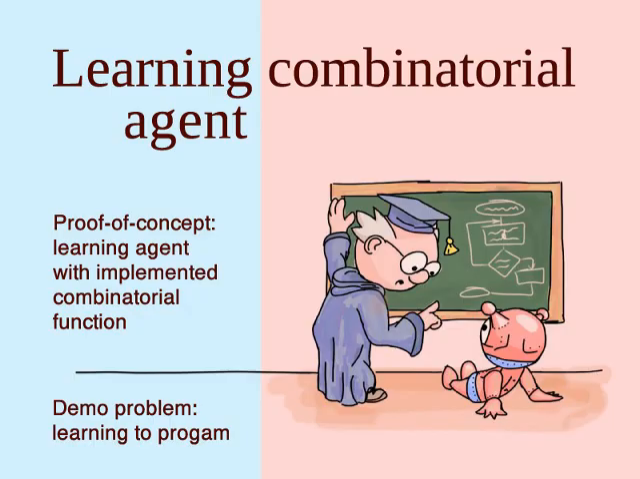And now let me finish with the introduction and switch to the main part of the presentation, where we shall get acquainted with a combinatorial agent, which is a proof of concept for the artificial combinatorial function. And we shall also see some demonstration of its abilities in learning to solve some simple problems and write programs that also solve these problems. And these results were first achieved in November 2018.